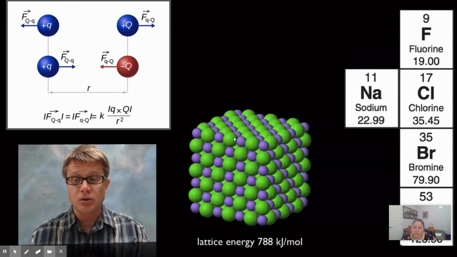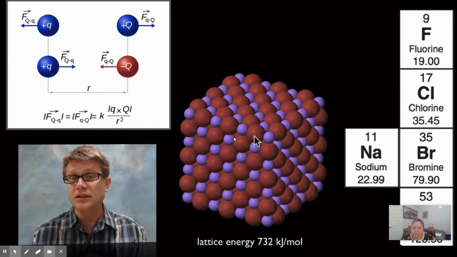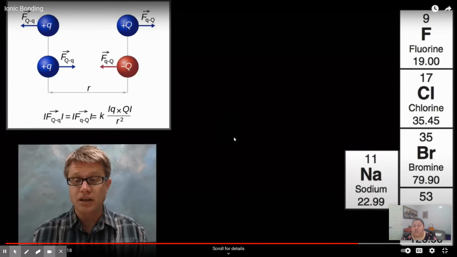So let's go back to sodium chloride. What do you think is going to happen when we make sodium bromide? Well, the purple sodium cation is going to stay the same, but now since we've increased the size of that atom, we decrease this lattice energy.